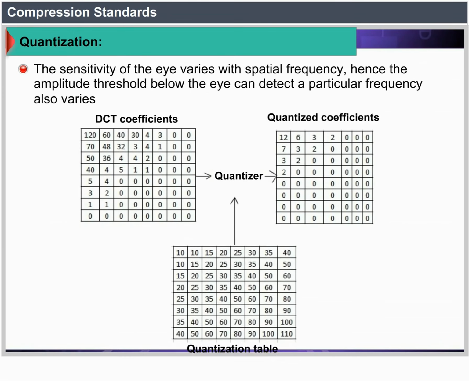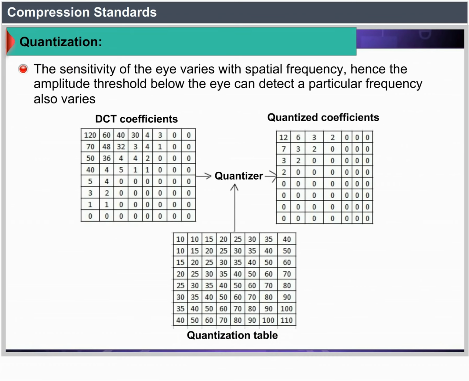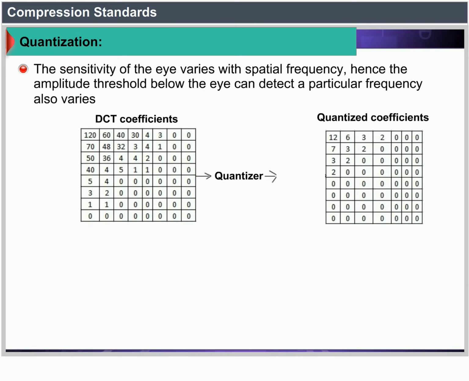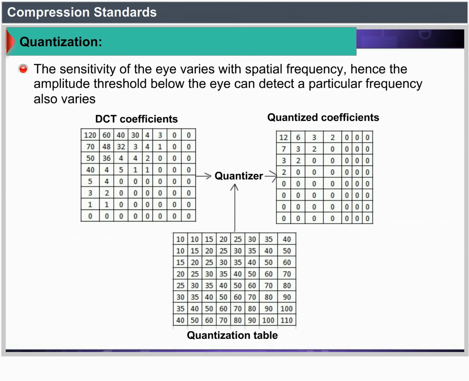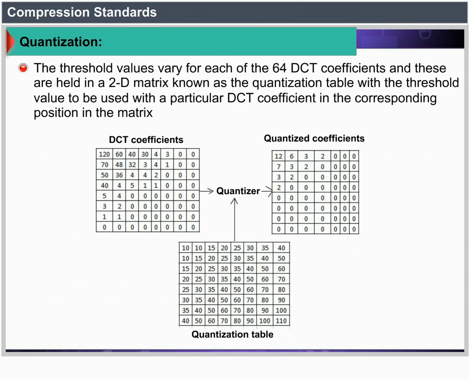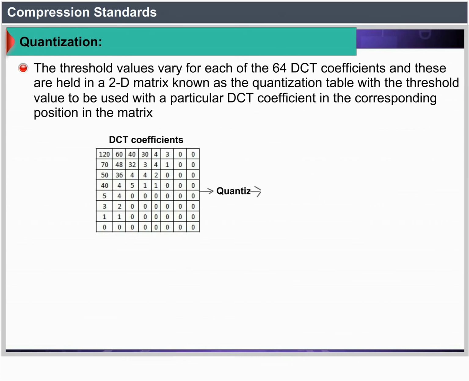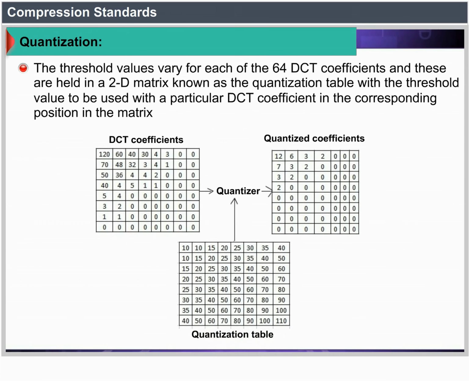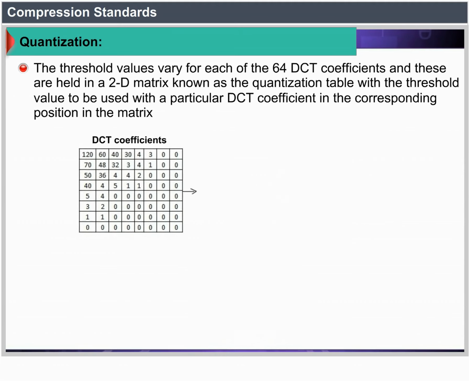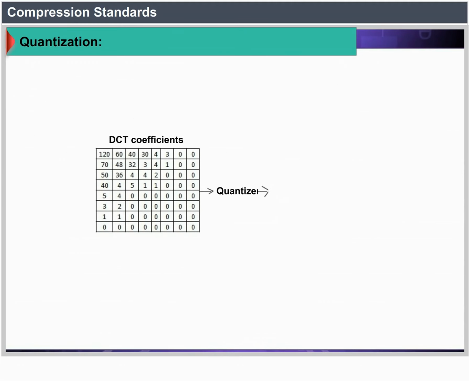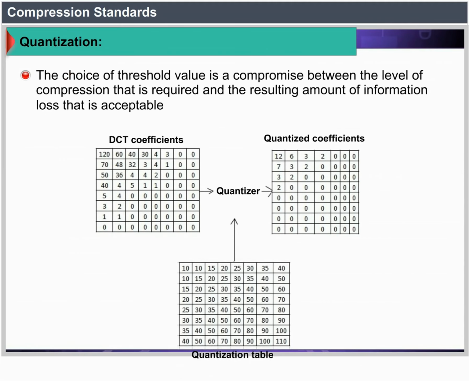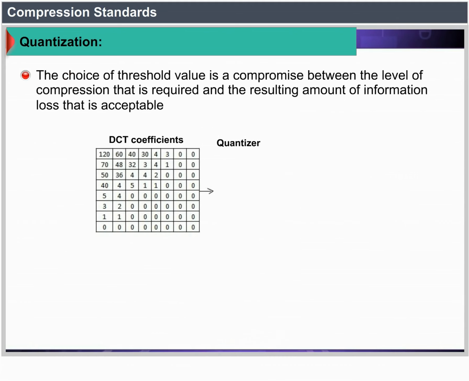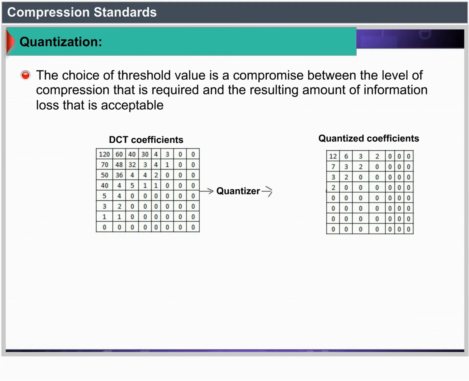The sensitivity of the eye varies with spatial frequency, and hence the amplitude threshold below which the eye will detect a particular frequency also varies. The threshold values vary for each of the 64 DCT coefficients, and these are held in a 2D matrix known as the quantization table with the threshold value to be used. The choice of threshold value is a compromise between the level of compression that is required and the resulting amount of information loss that is acceptable.